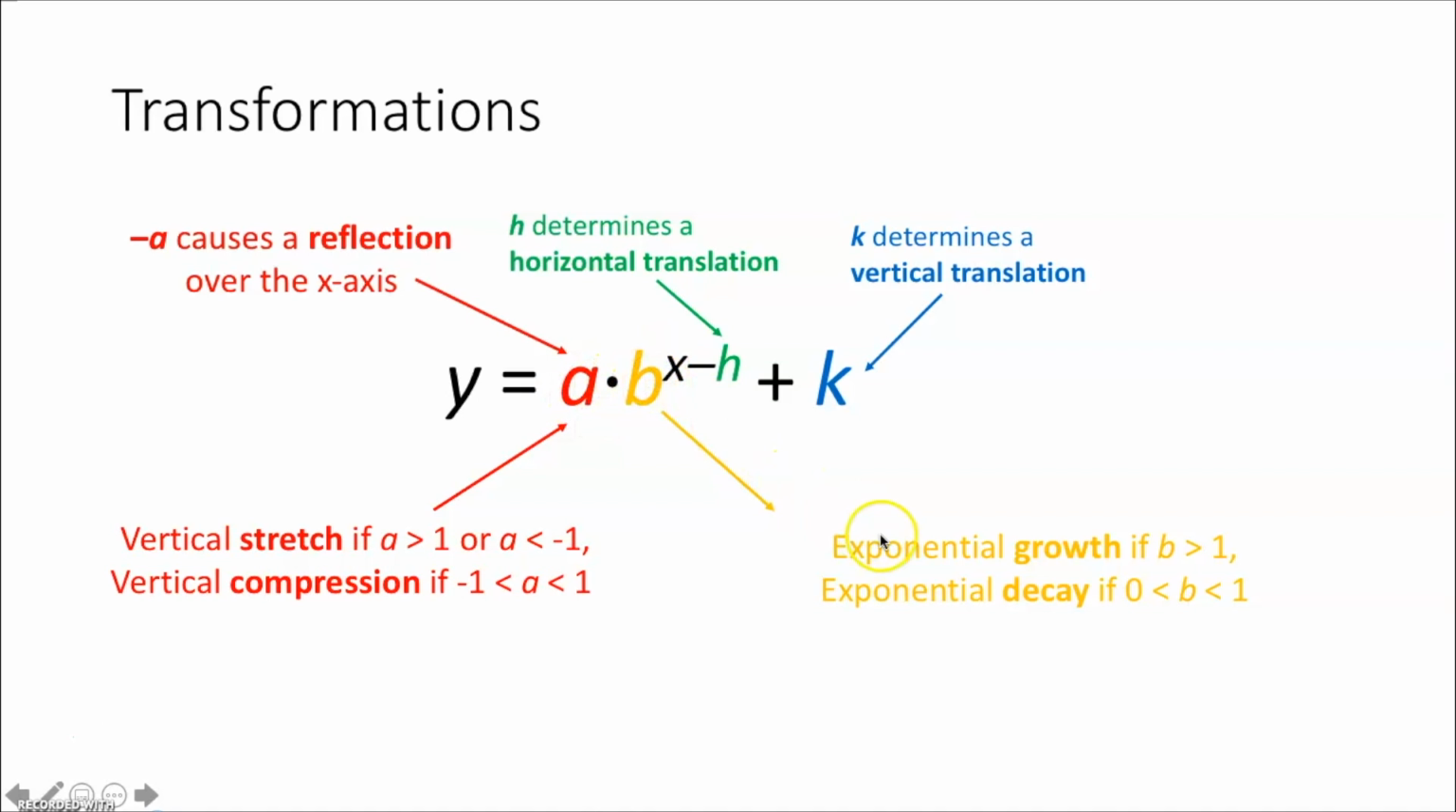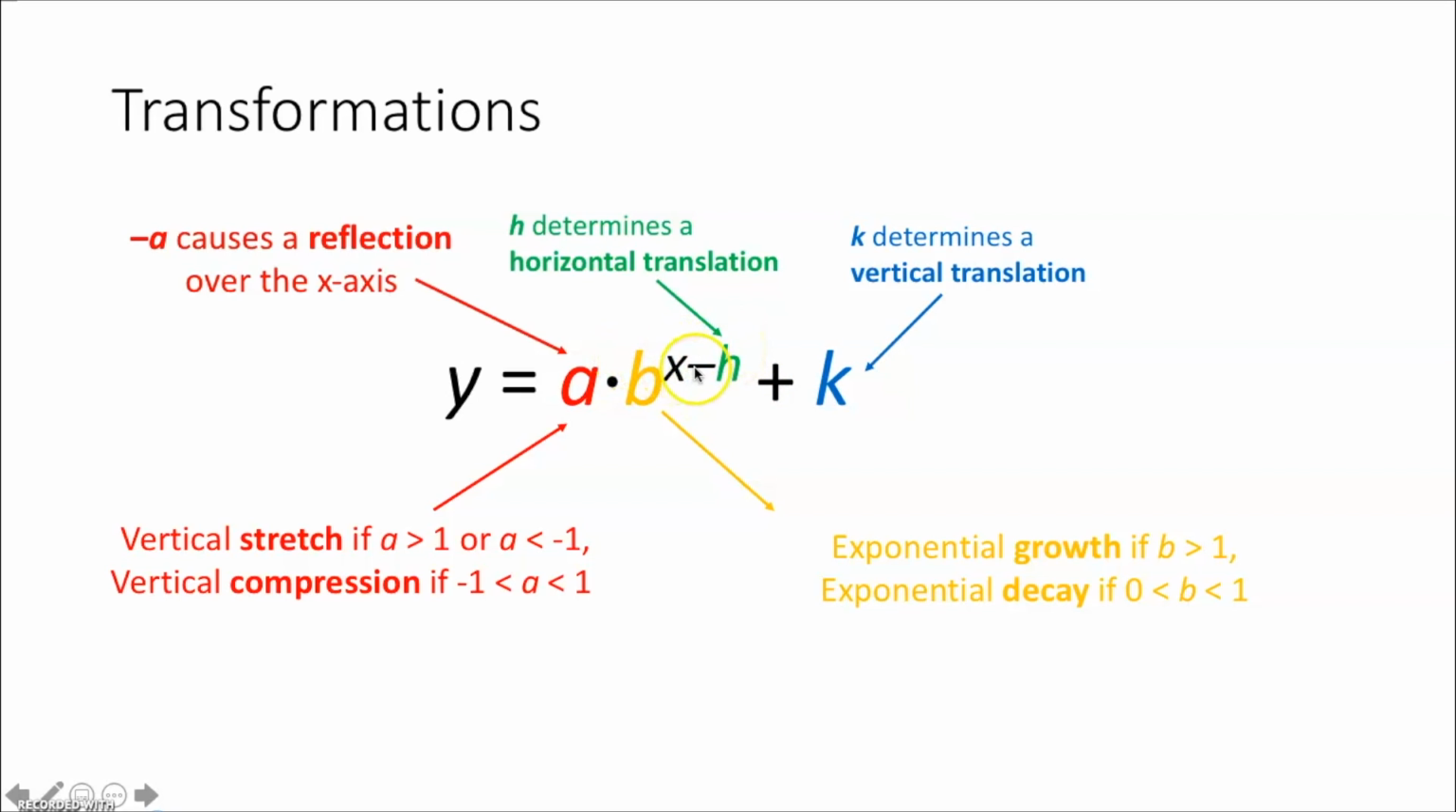Your B value, we said if B is greater than 1, that means that it's exponential growth. And if B is between 0 and 1, that means it's going to be exponential decay. In this chapter, we're not going to be dealing with any B values that are negative. If your function is negative, that's going to be your A value that's doing that. Your H value determines horizontal translation. So horizontal translation is moving your parent function to the left or right. So if your H value is positive, it's going to move your graph to the right. If your H value is negative, it's going to move your graph to the left, your parent function.